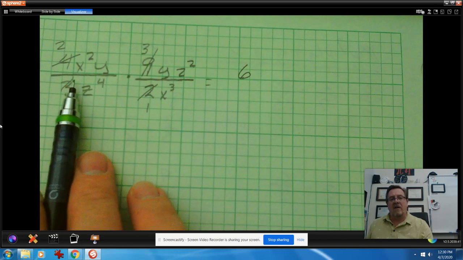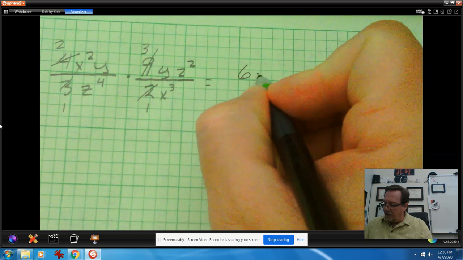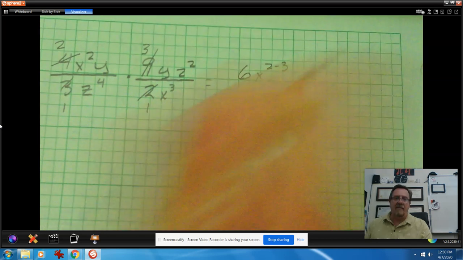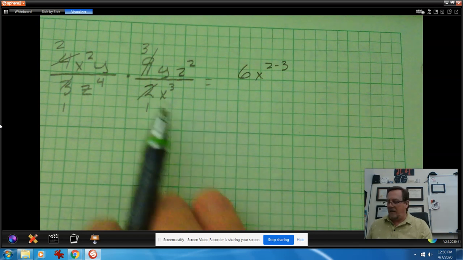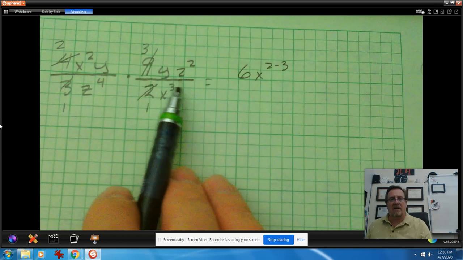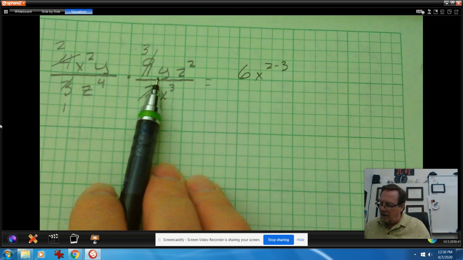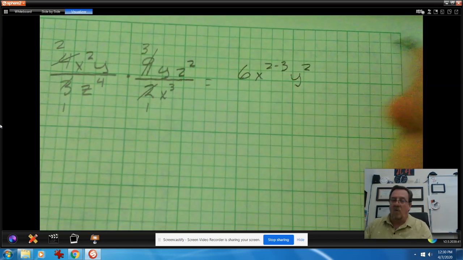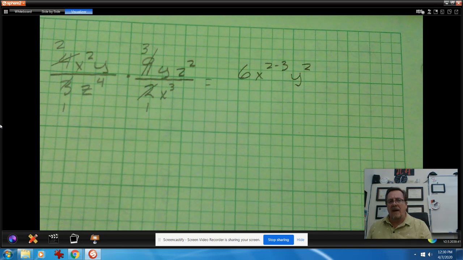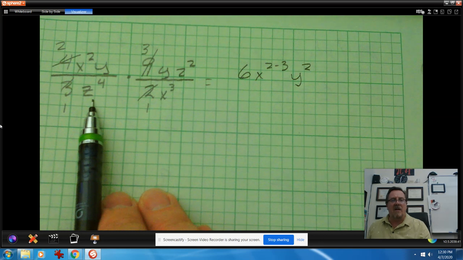Now, there's an x squared up here, and there's an x to the third here. So I can write this as x to the 2 minus 3 to take care of those. And then I see that there's a y here, and there's another y there. I don't have any y's in the bottom, but there's a y there and a y there. And y times y is y squared. And then up here I see a z squared. And down here I have a z to the 4th.